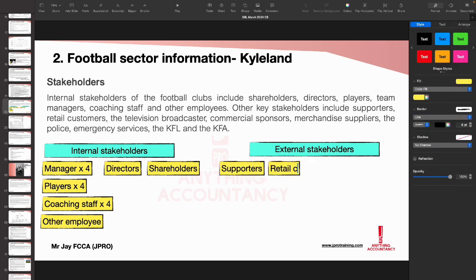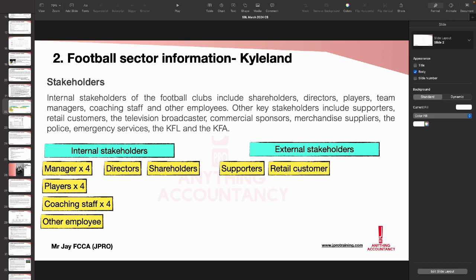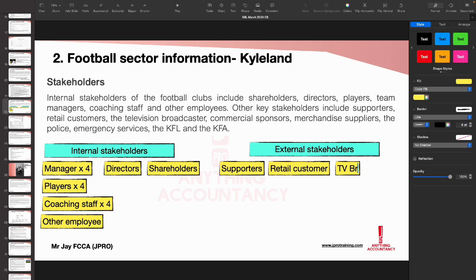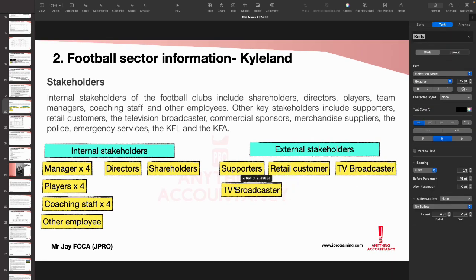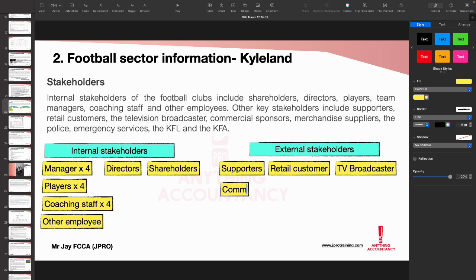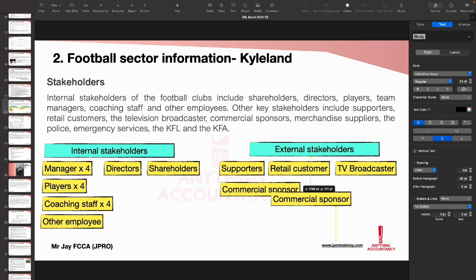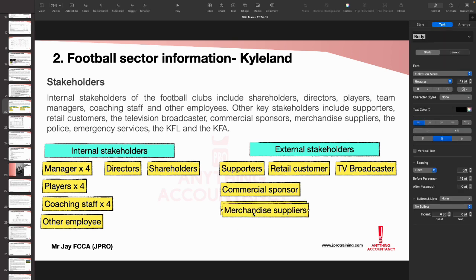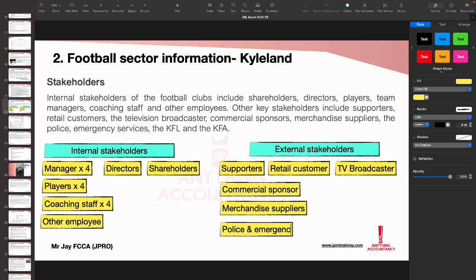Your retail customers, that's another one. Then you have another one called your television, TV broadcaster. Then you also have something called your commercial sponsor. Then your merchandise supplier, and you have some other people here, police and emergency services. You need to keep them happy also.